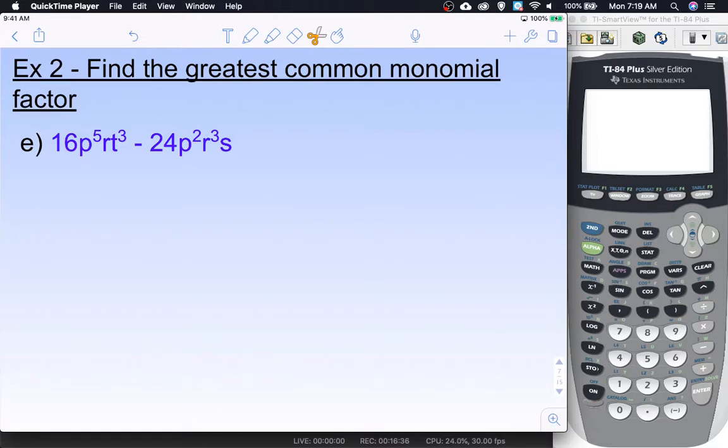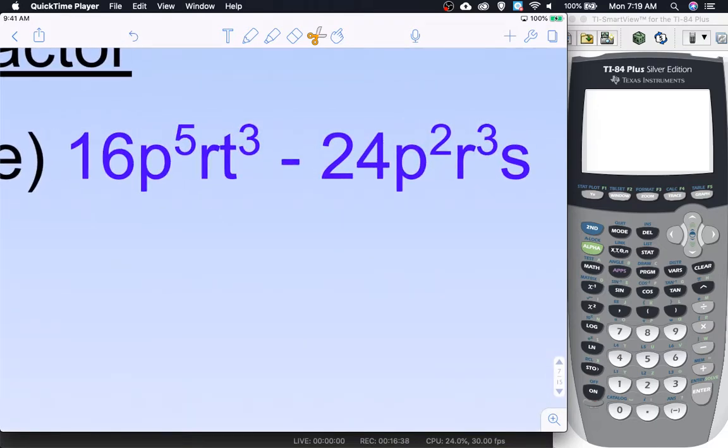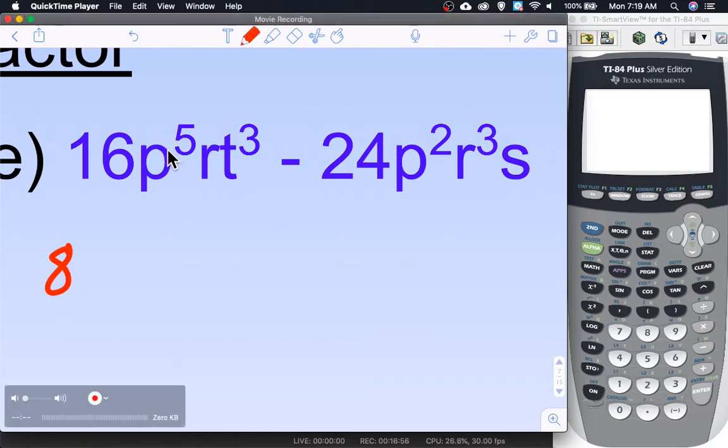All right, so greatest common factor of the numbers is 8. Oopsie. Greatest common factor of the, well, I'm just going to go in order. P's. How many p's can both pieces give up? He's got 5 he can give. He's got 2. So the maximum they can both give up is 2. So we're going to pull out a p squared.